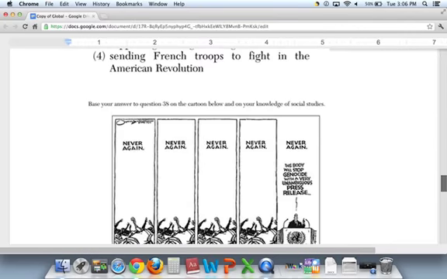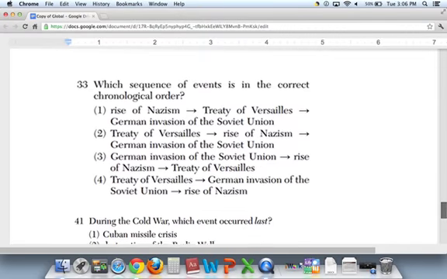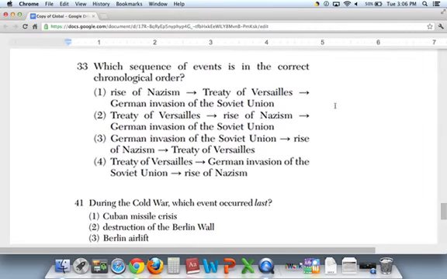Okay, let's move on. Next question, number 33. Which sequence of events is in the correct chronological order? 1, rise of Nazism, to Treaty of Versailles, to the German invasion of the Soviet Union. 2, Treaty of Versailles, rise of Nazism, to the German invasion of the Soviet Union. 3, German invasion of the Soviet Union, rise of Nazism, and to the Treaty of Versailles. And 4, Treaty of Versailles, to German invasion of the Soviet Union, to the rise of Nazism.